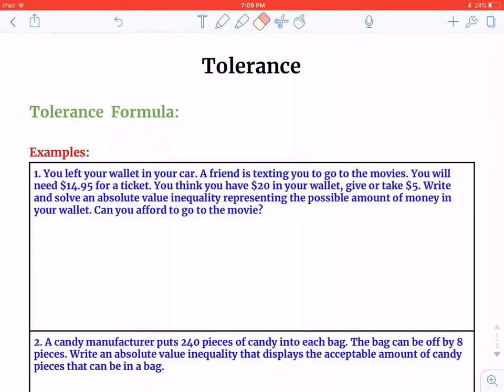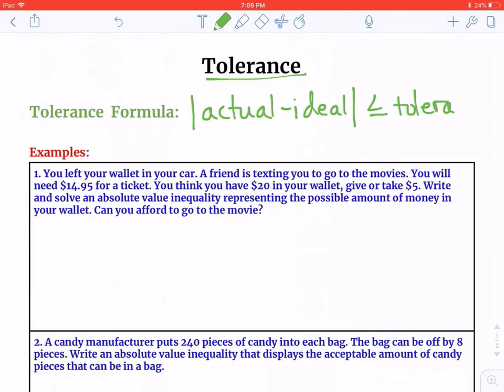In this video, we're going to take a look at writing absolute value inequalities from word problems. When we write absolute value inequalities, we look at something we call tolerance. Tolerance is sort of like a little bit of wiggle room around an absolute value, which is our inequality. Our tolerance formula in basic terms is an actual amount minus an ideal amount. The absolute value of that is less than or equal to what we call our tolerance.